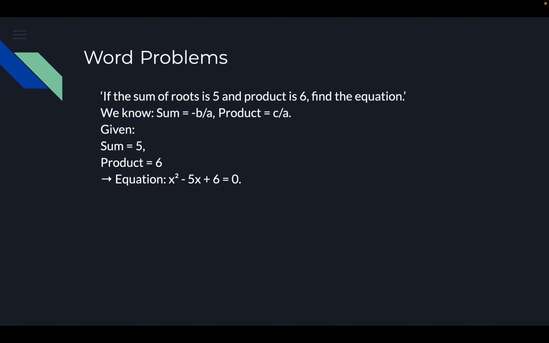Then we substitute the values of b, a and c. So sum equal to minus b by a. So minus b by a is nothing but 5. So the b value comes to be minus 5. So we substitute here and the equation comes to be x square minus 5x plus 6 equal to 0. That is how we substitute for any word problem in the question.